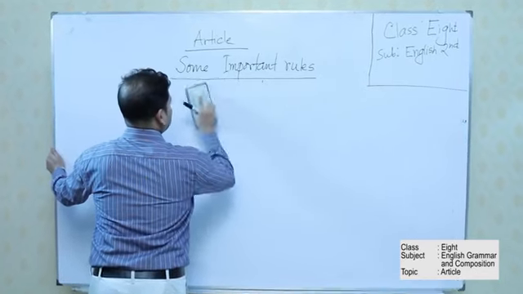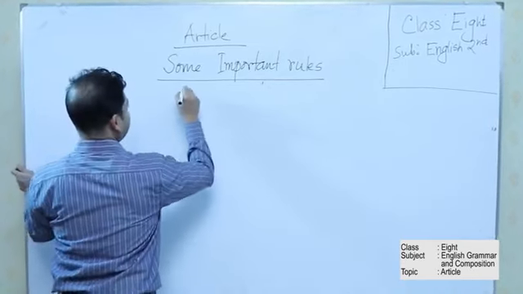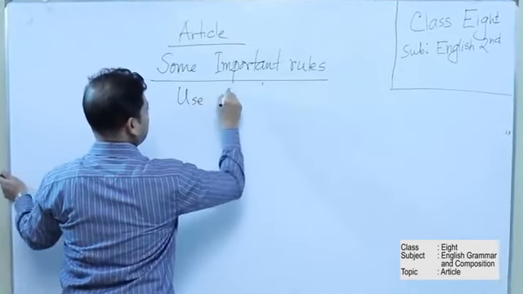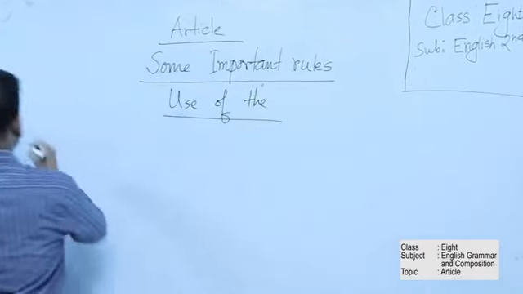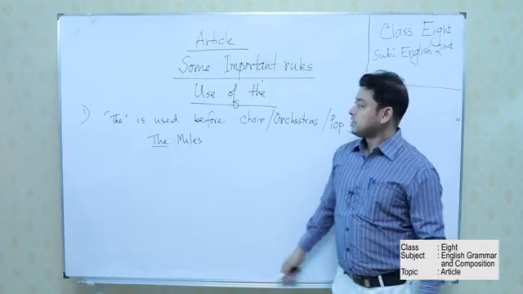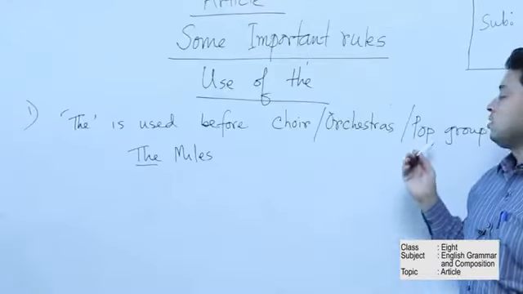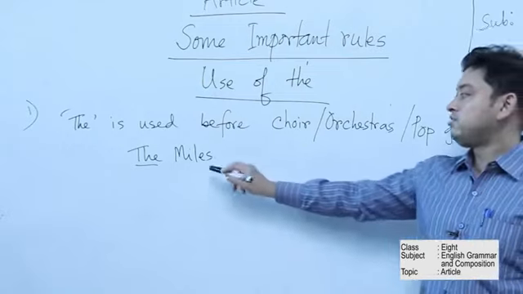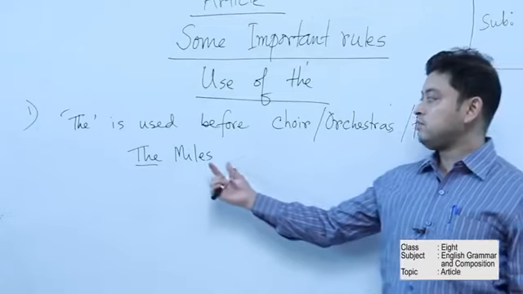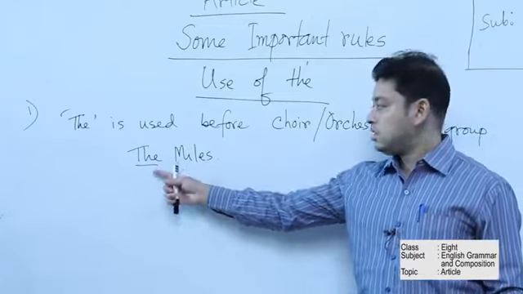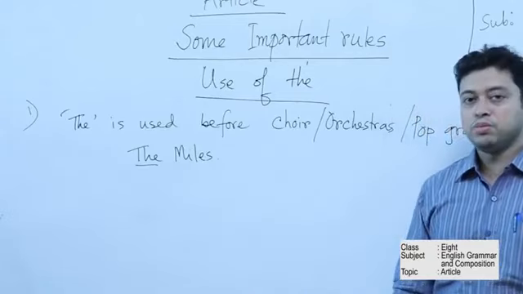Now some important rules on the use of the. So dear students, here the article the is used before a choir, orchestra or pop group. We know Miles is a very popular and famous band group of Bangladesh. So before this kind of name we can use the: the Miles, the LRB, the Nagor Baul, some examples like this.